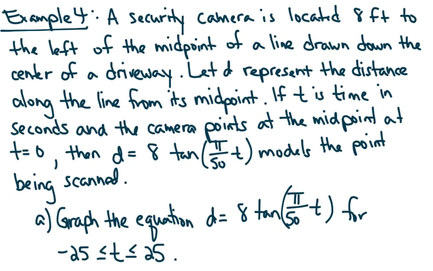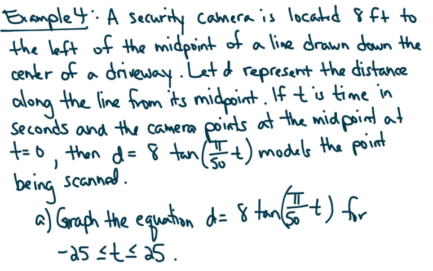Let's do an example of an application problem. A security camera is located 8 feet to the left of the midpoint of a line drawn down the center of a driveway. Let D represent the distance along the line from its midpoint. If T is time in seconds and the camera points at the midpoint at T equals 0, then D equals 8 tangent pi over 50T models the point being scanned.